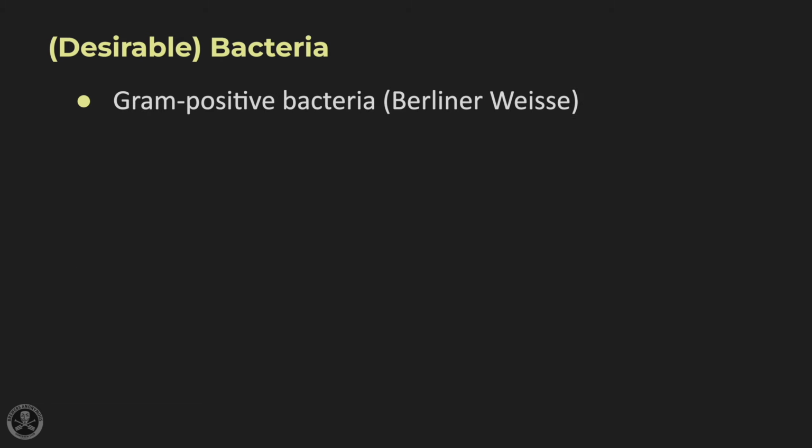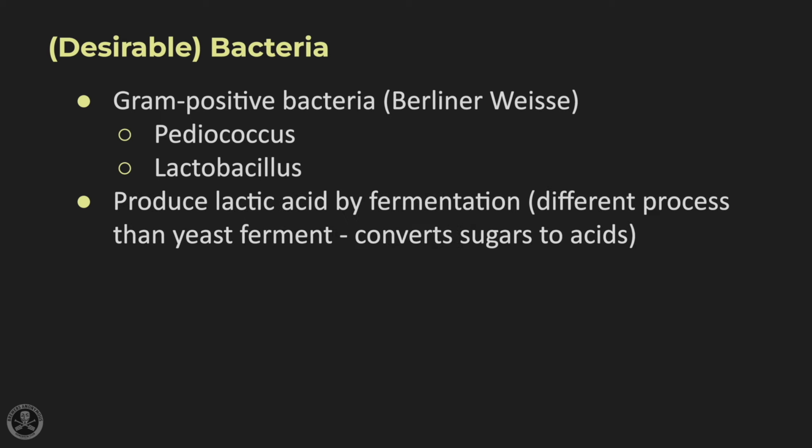The second class is gram-positive bacteria, the class of bacteria used to produce Berliner Weiss beers. Gram-positive bacteria include Pediococcus and Lactobacillus. Gram-positive bacteria produce lactic acid through their own fermentation process. This process differs from the way yeast ferment sugars, namely, they're converting sugars into acids rather than alcohol.